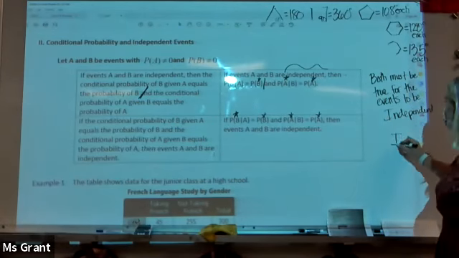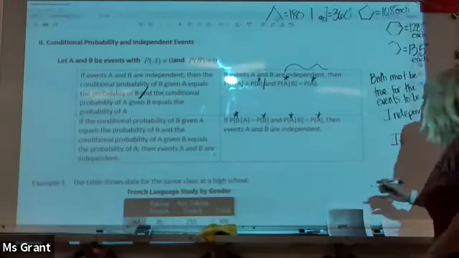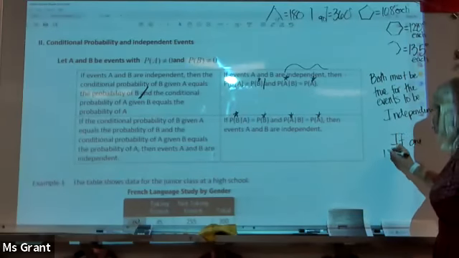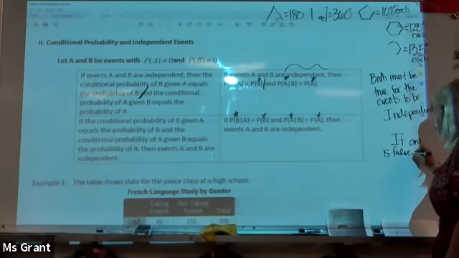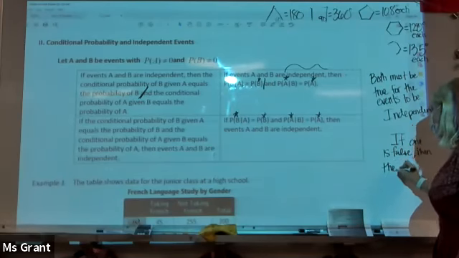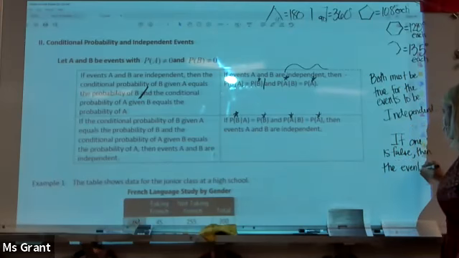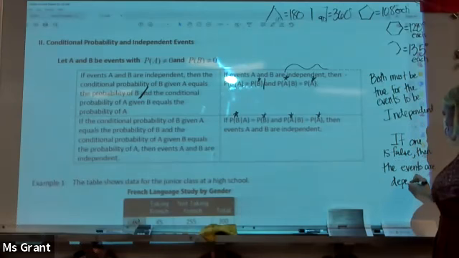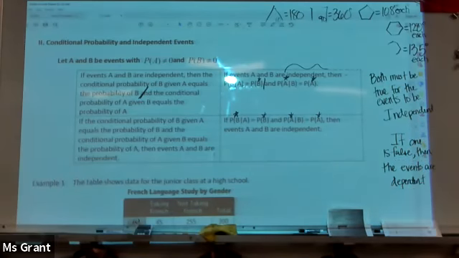If one of them is false, if the probabilities don't equal each other, then the events are dependent. This is asking us, are the events independent or dependent? That's what we're going to be asked. Are the events independent or dependent?